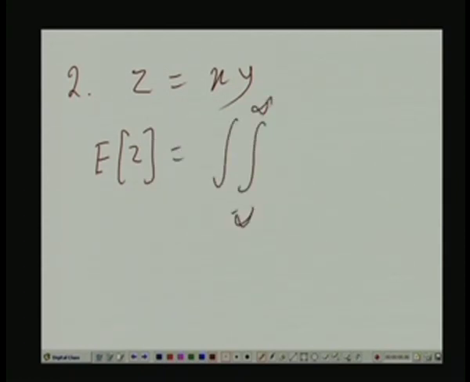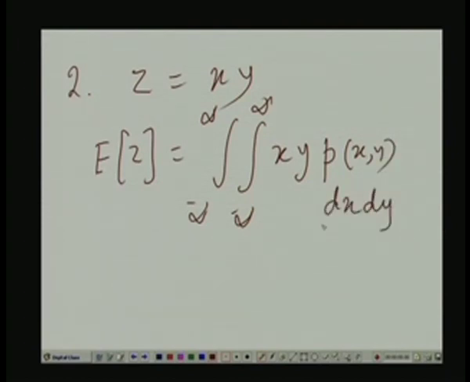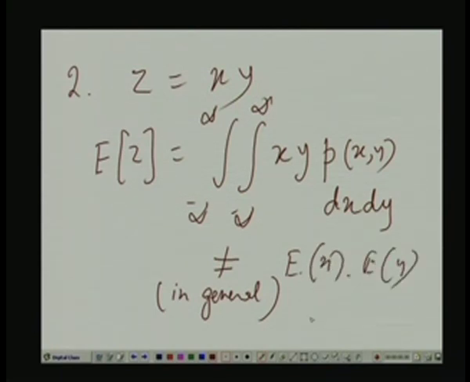However, if z is x y, then what is E z? Okay. Here we cannot, this is not in general E x, E y. If it is x plus y, Ez is Ex plus Ey. But if it is x into y, Ez doesn't mean this is equal to E of x times E of y in general. But what if x and y are statistically independent?